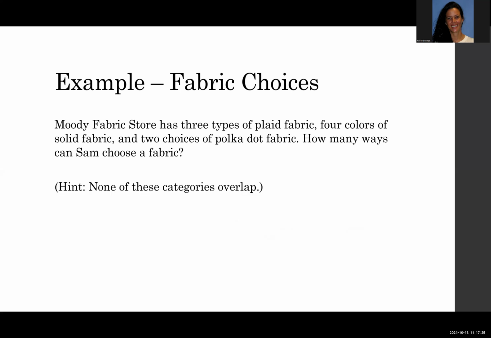Well, none of these categories overlap, and this is not an arguable point. The plaid is plaid, polka dot is polka dot, solid is solid. Don't tell me there's a solid polka dot. I'm not buying it. So you've got the 3 from your plaid, the 4 from your solids, and the 2 from your polka dot. If you add those together, 3, 4, and 2 is going to be 9 choices for fabric.